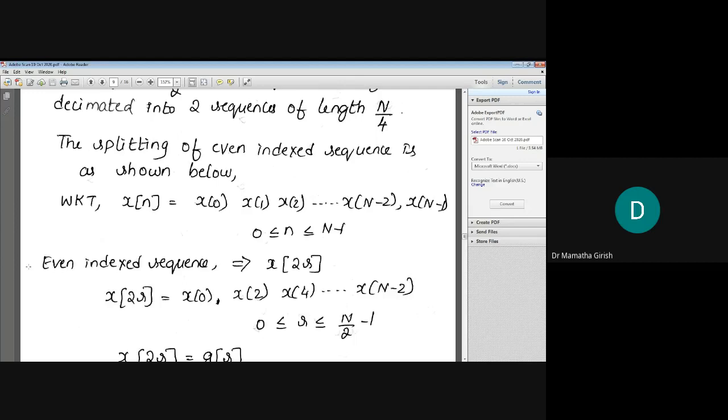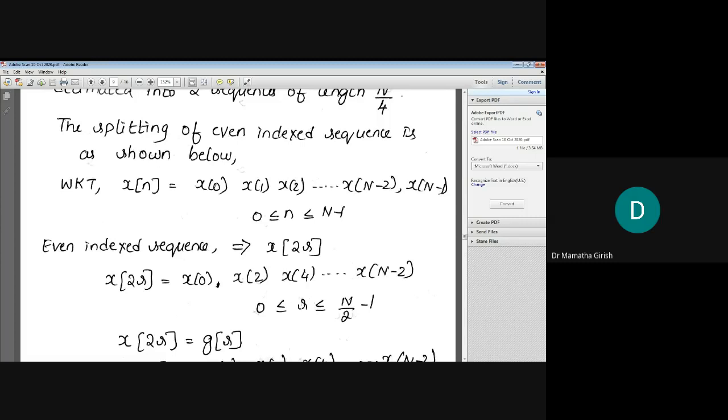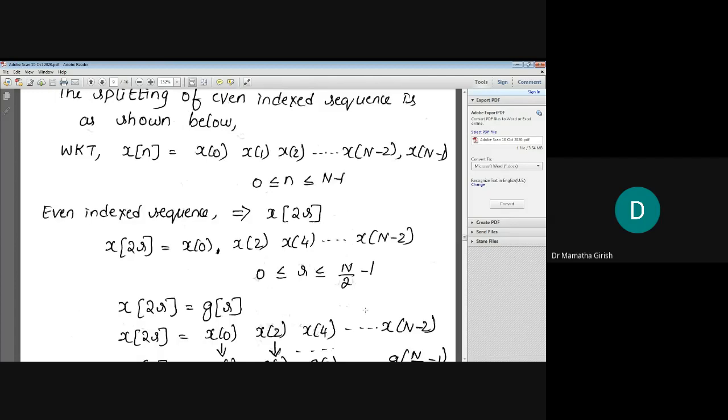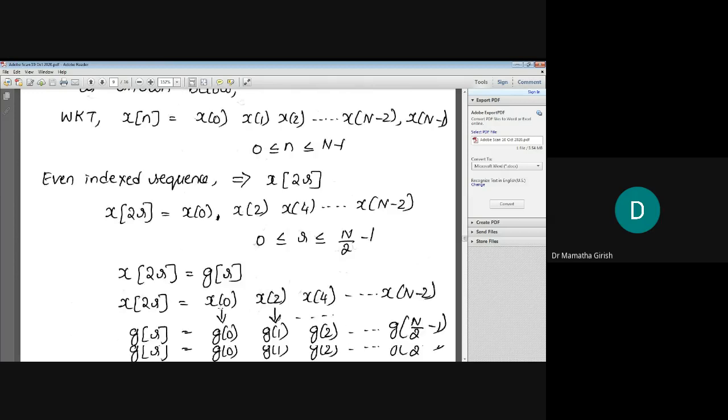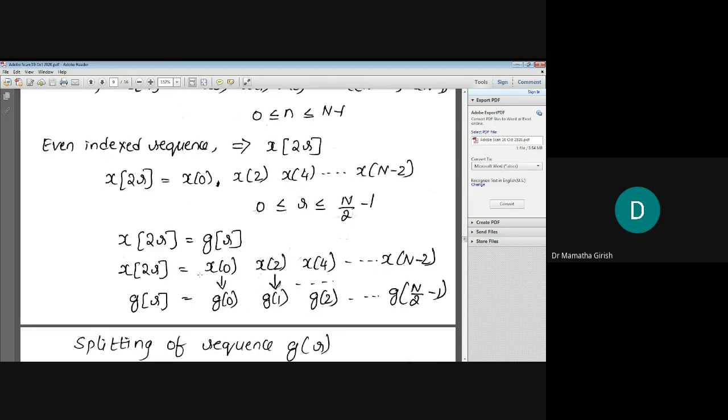Time being, I'm considering only the even indexed, that is x of 2r. So what does x of 2r look like? x of 0, x of 2, x of 4, till where? N minus 2. In this case, what is the range of r? 0 to n by 2 minus 1. Now, I introduce a new variable called g. I abbreviate x of 2r as a new variable g of r. So in my x of 2r, what samples did I have? All the even index samples, 0, 2, 4, and so on.